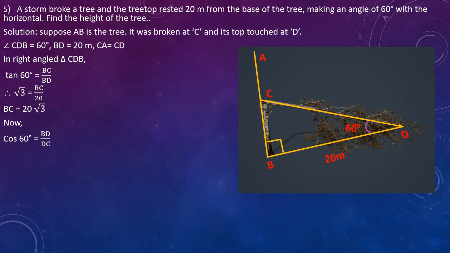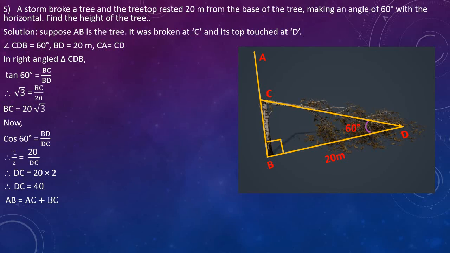So in order to find the value of DC, we are going to use another trigonometric ratio. So here I have used cos 60 degrees, which is equal to BD upon DC. That is, cos theta is adjacent upon hypotenuse, which is BD upon DC here. Now we have the value of BD and we have the value of cos 60 degrees, which is 1 upon 2. So substituting all those values over here, we get 1 upon 2 is equal to 20 upon DC. Therefore DC is equal to 20 into 2. Therefore DC is equal to 40. So we have the value of DC.